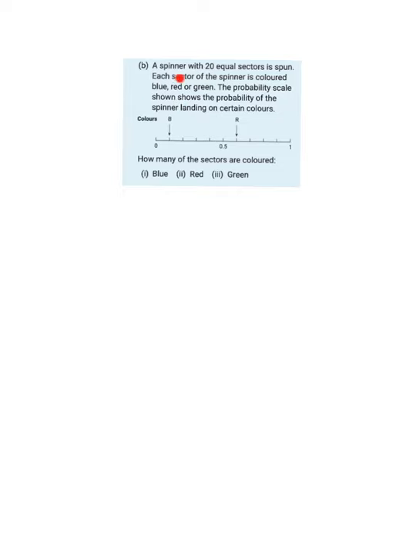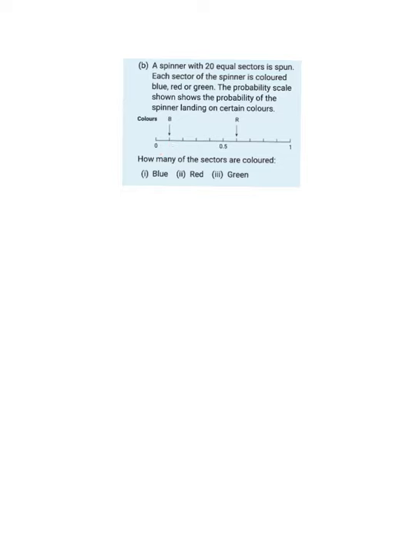So this example here then would be our last example. So it says a spinner with 20 equal sectors is spun. Each sector of the spinner is coloured blue, red or green. The probability scale shows the probability of the spinner landing on a certain colour. So B is here and R is pointed at this point on our probability scale. Remember, probability scales go from 0 to 1. So we can easily fill in all of these.